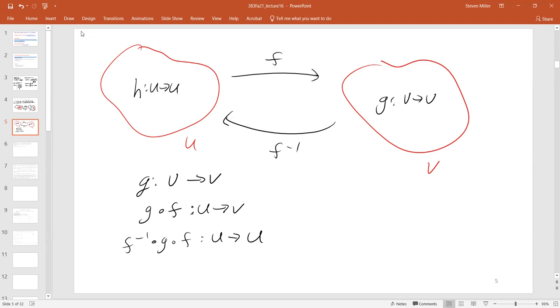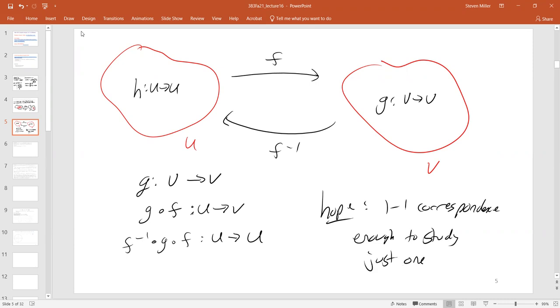So what this is telling us is, given some function on V, I can associate a function on U. And conversely, given one on U, I can associate one on V. And the hope is, if I understand the functions from V to V, I understand the functions from U to U. That hopefully there's a nice one-to-one correspondence. So the hope is a one-to-one correspondence, enough to study just one. And so that's one of the reasons why we care so much about these equivalences, because if we can understand completely one problem, then we understand all of it.